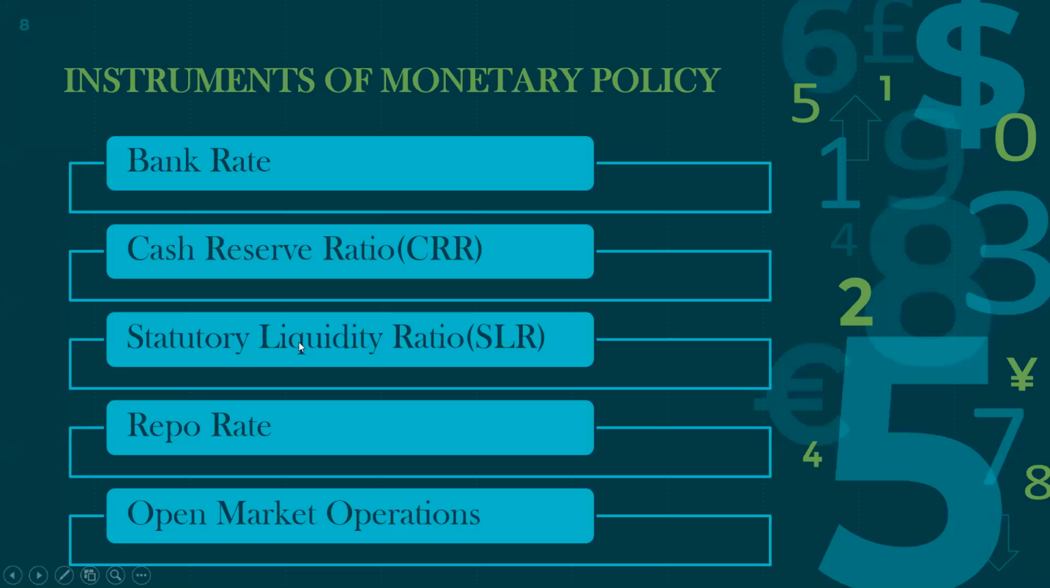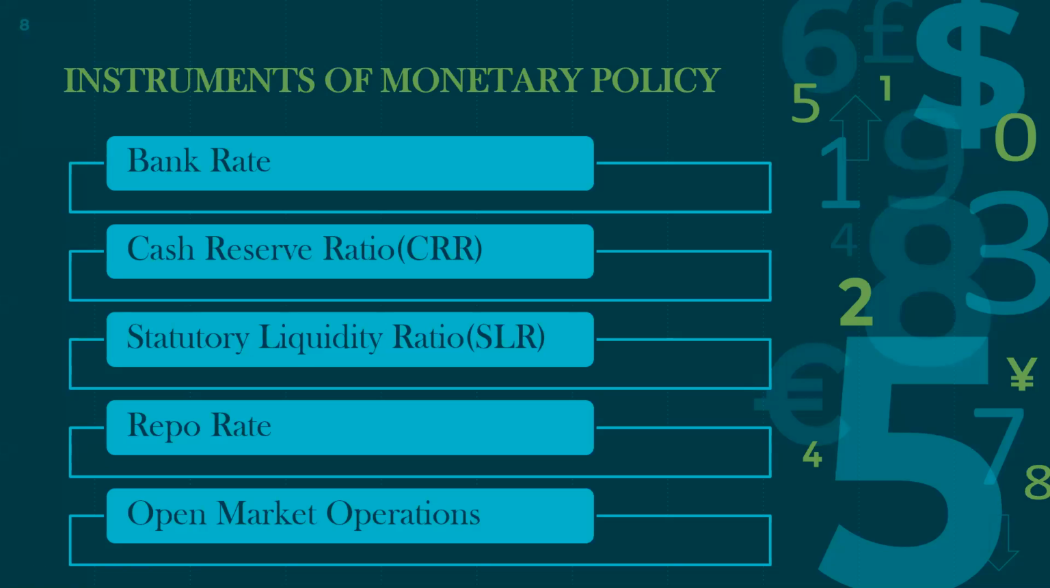Instruments of monetary policies. First is bank rate. Bank rate is also known as the discount rate. It is the rate at which the RBI lends to the commercial banks or rediscounts their bills. So this is an instrument of monetary policy.